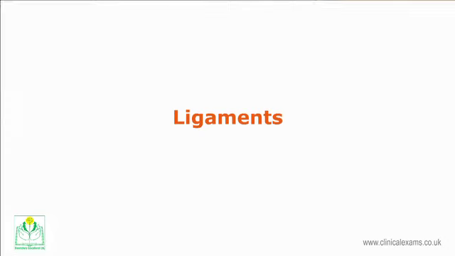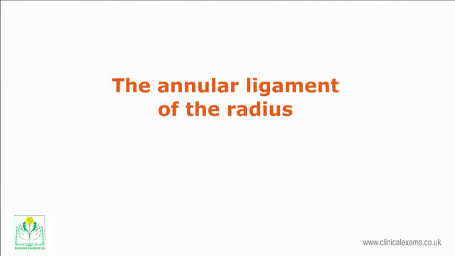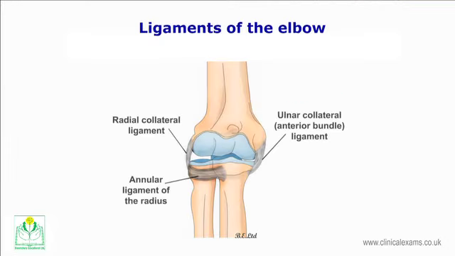Ligaments. The annular ligament of the radius. The annular ligament, or orbicular ligament, is a strong band of fibers which encircles the head of the radius and retains it in contact with the radial notch of the ulna.